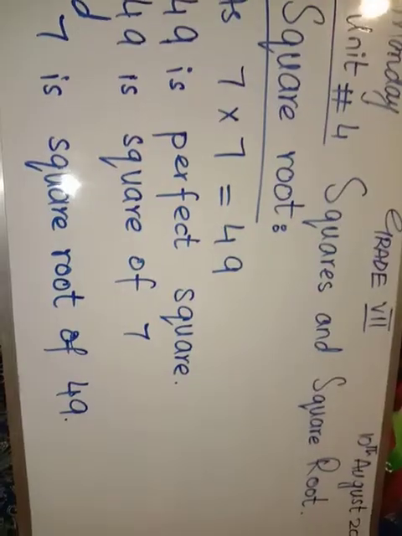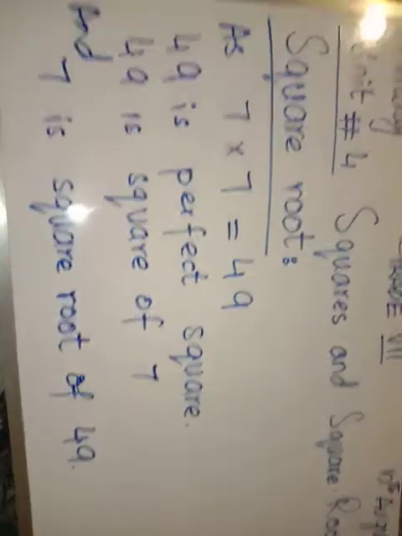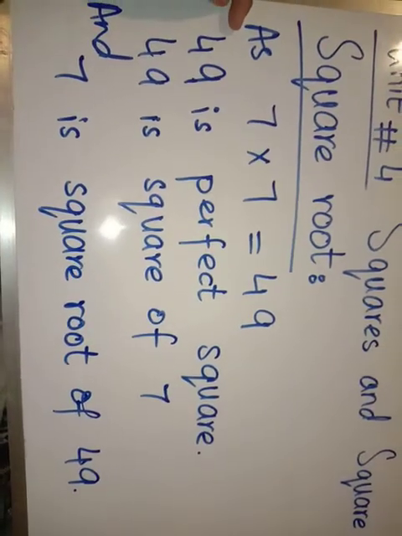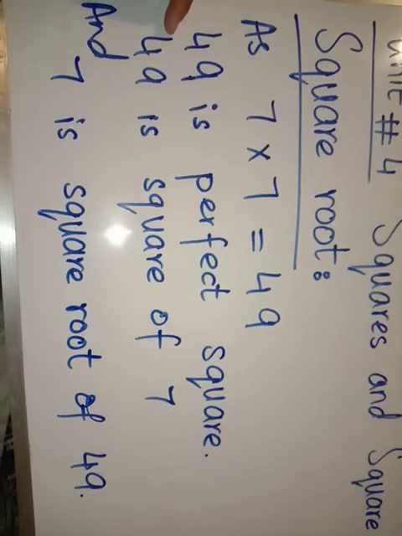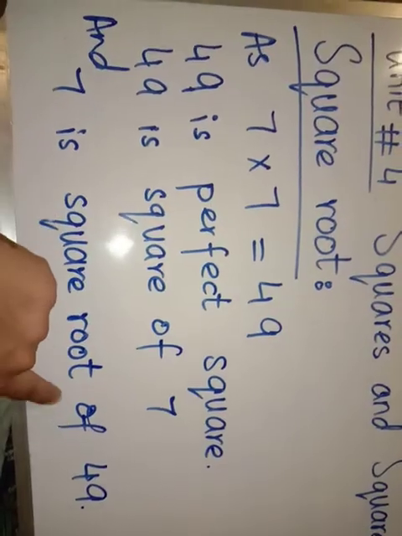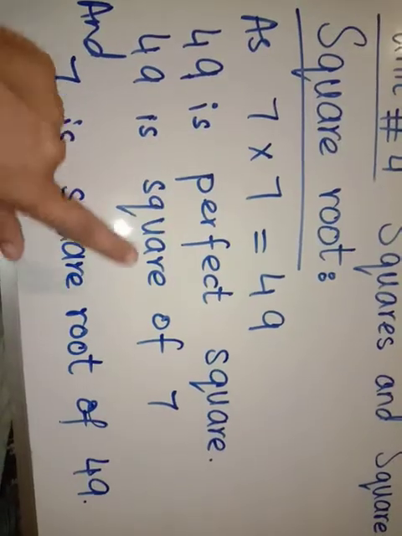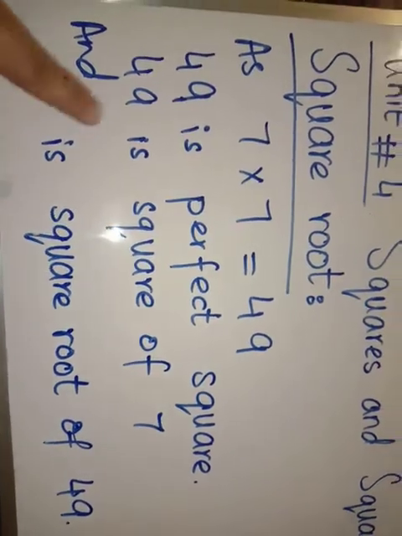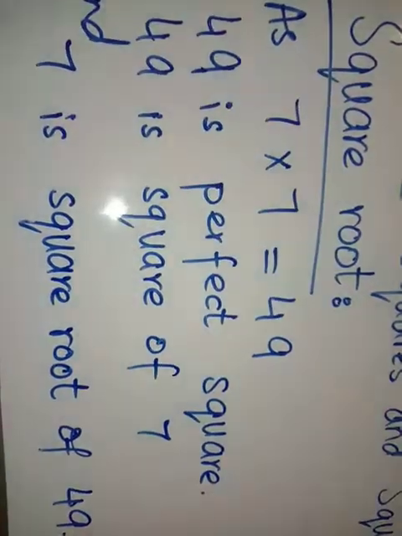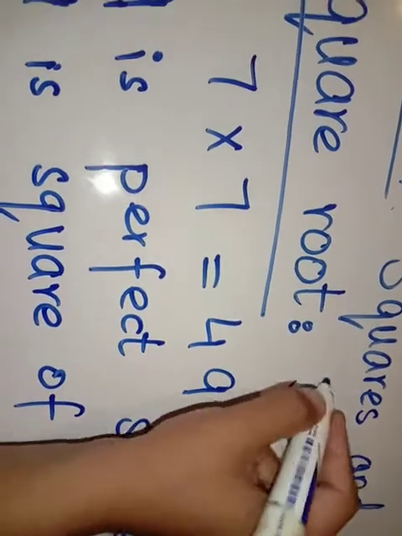Understand? Now coming towards square root, as 7 multiplied by 7 gives us 49. So we can say that 49 is a perfect square and 49 is the square of 7. In the other case, we can say that 7 is the square root of 49. Means 49 is a perfect square, 49 is also the square of 7, and in case of square root, we will say that 7 is the square root of 49, and for square root we use this symbol.